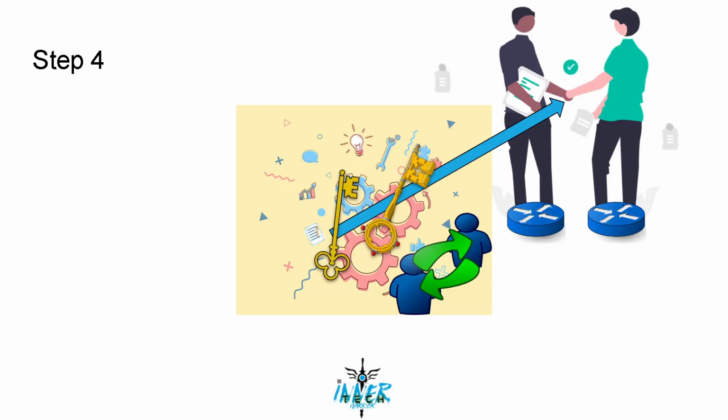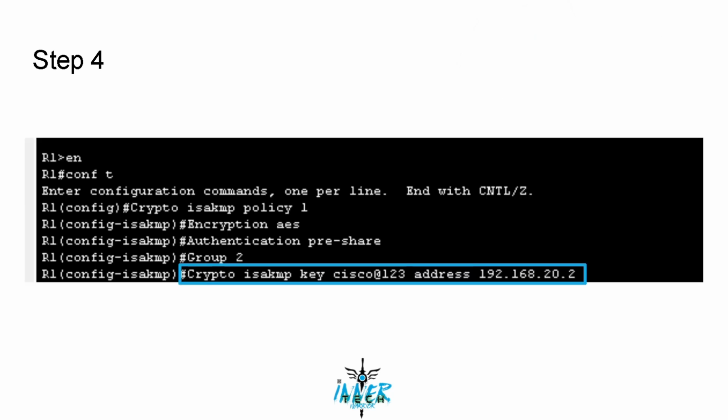Step 4 is defining the pre-shared ISAKMP key, our secret handshake code, and stating where the handshake will take place at the other end of the tunnel, which is the IP interface of the other router we want our tunnel to connect to. The command for that is crypto isakmp key Cisco@123, which is our secret key, address 192.168.20.2, which is the interface on router 2 the tunnel will end at.